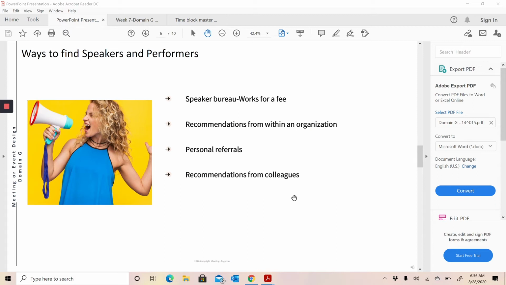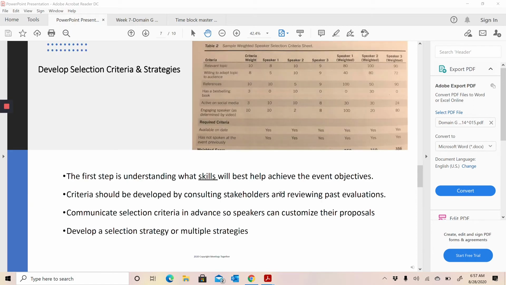You also want to make sure that you are getting recommendations from an organization. It's not just someone you found off the internet, but someone that you can trust: personal referrals, recommendations from colleagues. If you have the opportunity to see a speaker in person, you can see how they tailor their speech to the event audience. You also want to request videos, anything where you can see the speaker in action to see if they're going to be a good fit for your event.